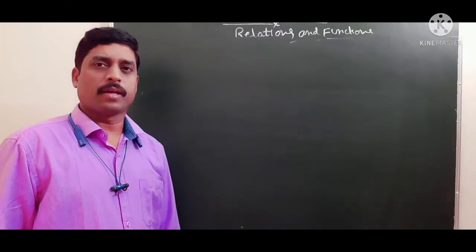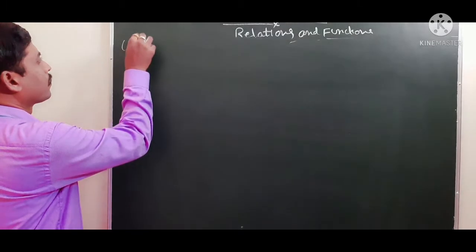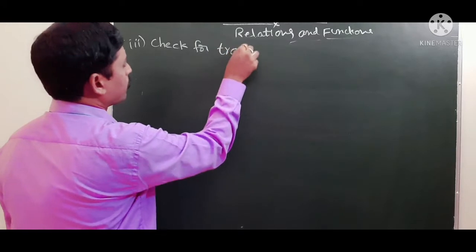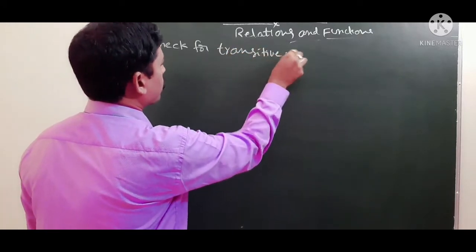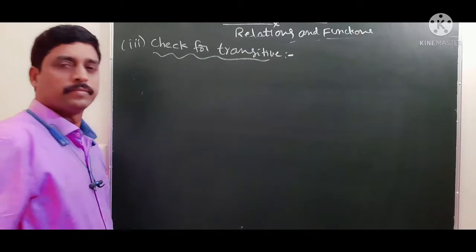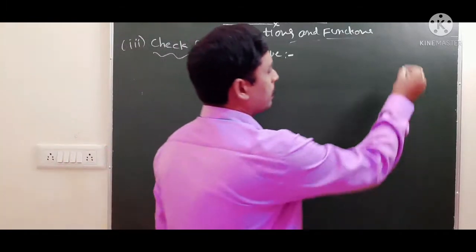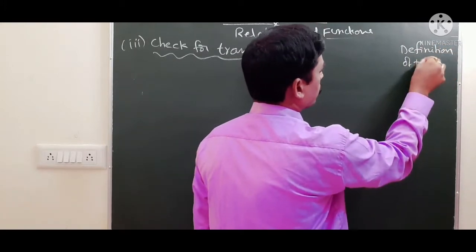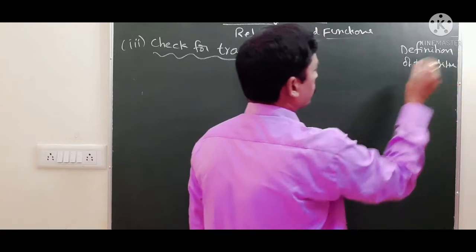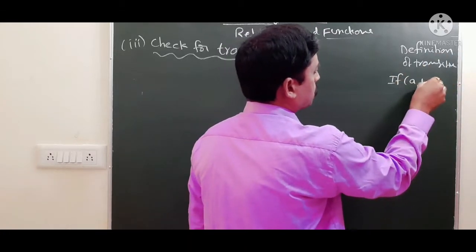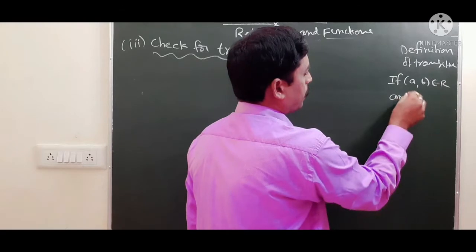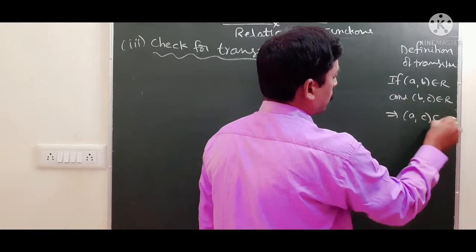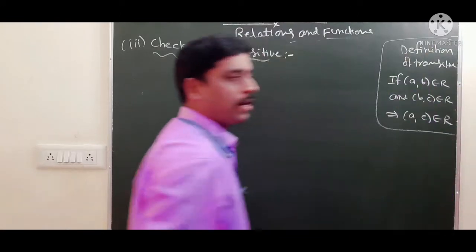Okay, now I explain the transitive property. So what is the definition of transitive? If (A, B) belongs to R and (B, C) belongs to R, that implies (A, C) also belongs to R, then R is called transitive.